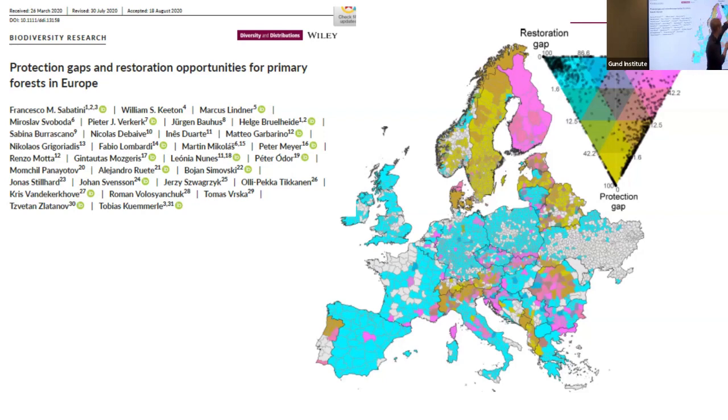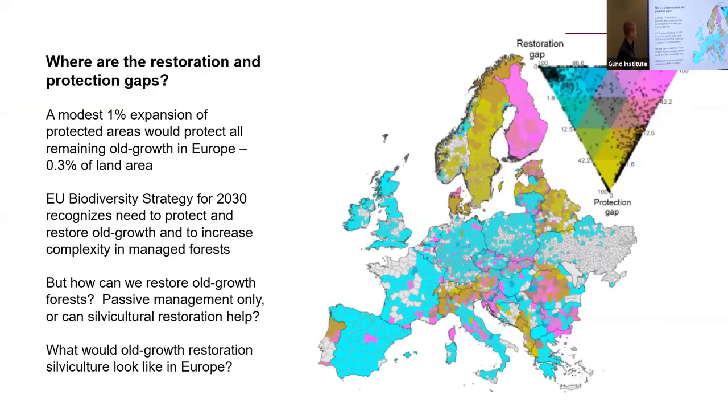But we've also mapped upgrading gaps. These are places where the protection status could be upgraded or improved, as well as restoration gaps. So where are the greatest opportunities to restore more old forest in and around those remaining fragments, to restore larger, more contiguous areas of old forest? This was kind of an interesting exercise. And we concluded that it would only take a relatively modest 1% expansion of the protected areas network in Europe to capture all remaining old forests. And this would constitute only 0.3% of Europe's land area. So relatively big bang for the buck if we protected what was left in Europe.